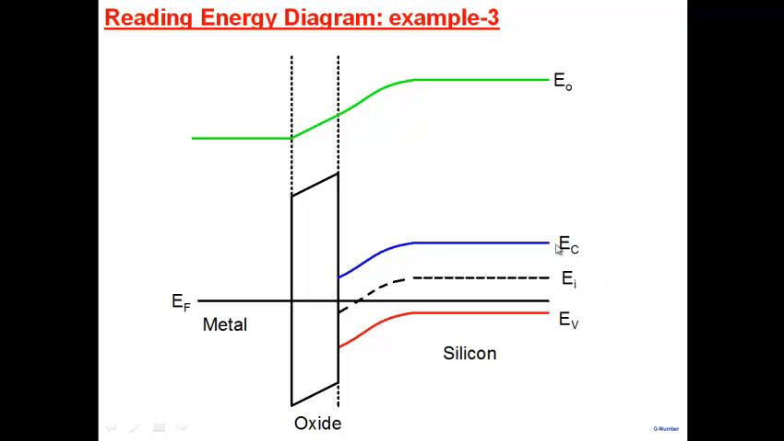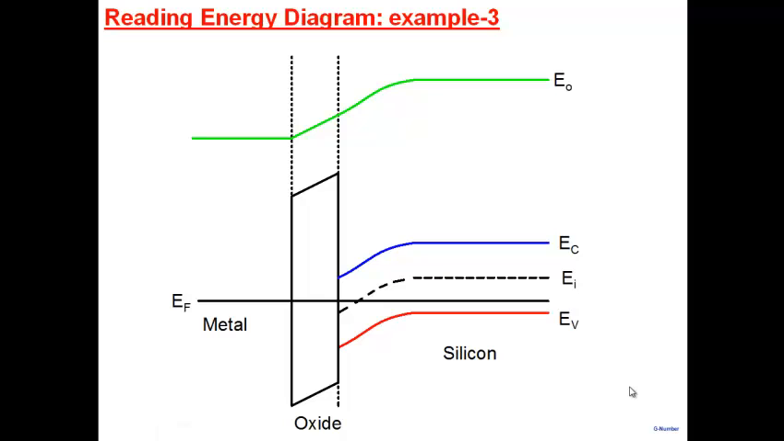Here you can see fields are 0, bands are flat. This looks like a P-type material, right? P-type material here because my EF is very close to EV, or EF is below Ei. So it's a P-type material here. But then as I travel from here to here, what is happening?